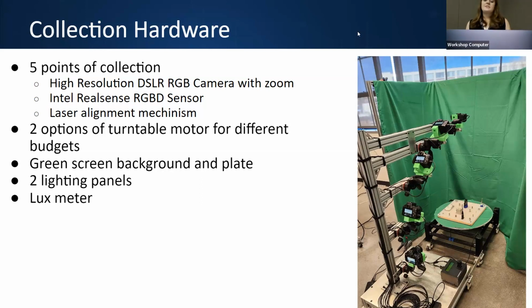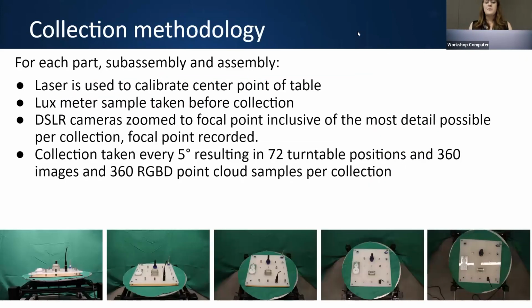2 lighting panels to ensure that the lighting is consistent from all angles, not mentioned here. And then a lux meter for the metadata for the ambient light in the room for the collection. So for each part, a subassembly and assembly, a laser is used to calibrate the center of the table. A lux meter sample is taken before collection. And then the DSLR cameras are zoomed to the focal point, inclusive of the largest area around the object possible for the full rotation. And that focal point is recorded on the zoom.